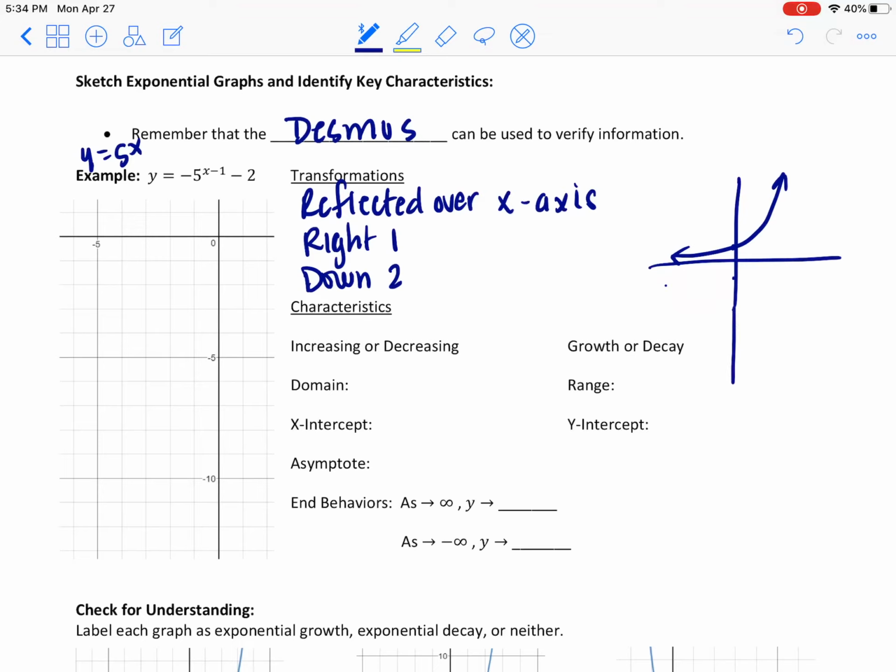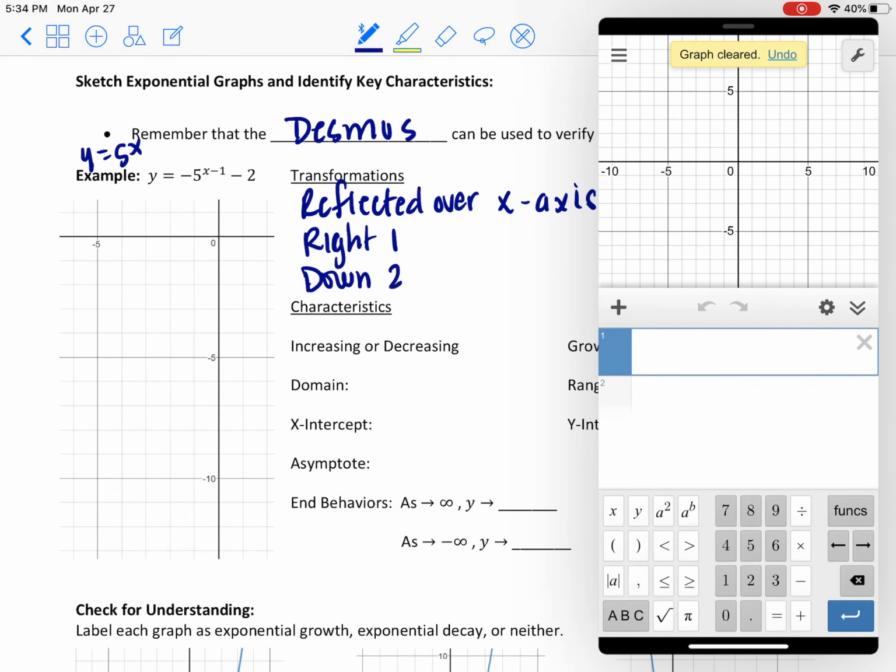And remember, the purpose of those is to be able to try to make a sketch. So if we were trying to sketch this, 5 to the x would look like this, right? It crosses at 1. If I reflected that over the x-axis, then it's going to go here. And then if I took that and shifted it to the right 1 and down 2, this would be the easiest point to move right 1 and down 2. It's hard to discern what that would look like, right? So let's go ahead and go to Desmos and try to make a nice picture here.